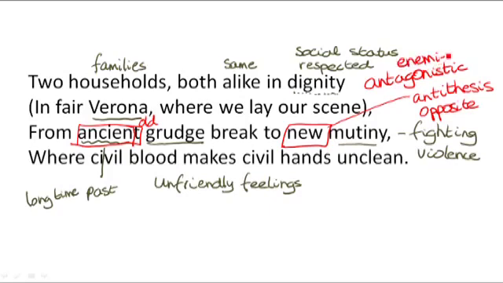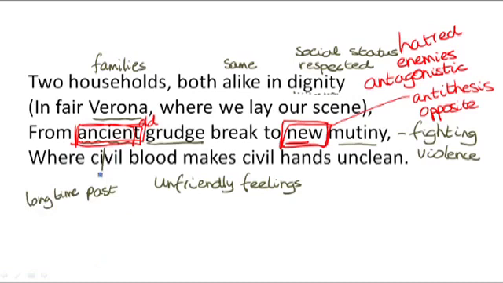They constantly fight. Your antagonist is somebody that you fight with. So Shakespeare is using antithesis to emphasize the opposition, the hatred, the fighting between the two families. So look at the figure of speech and look at how Shakespeare's using it.